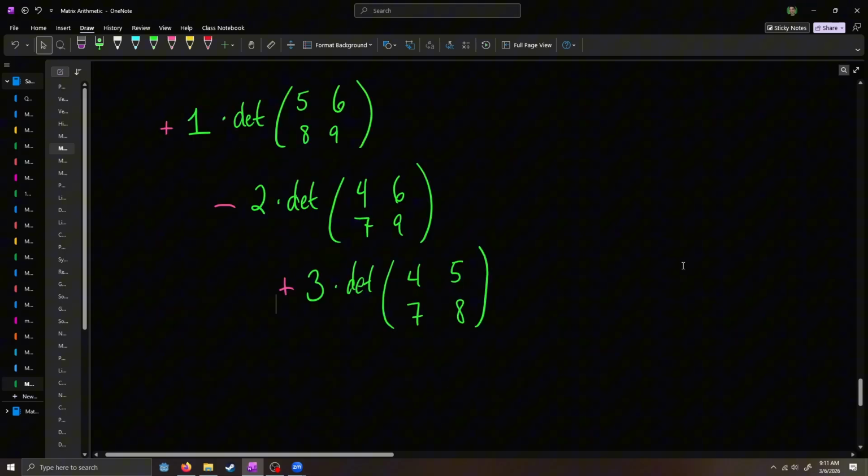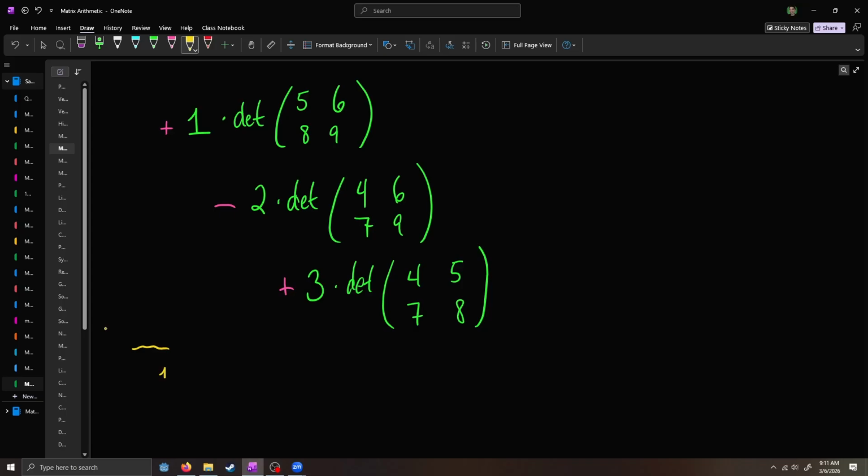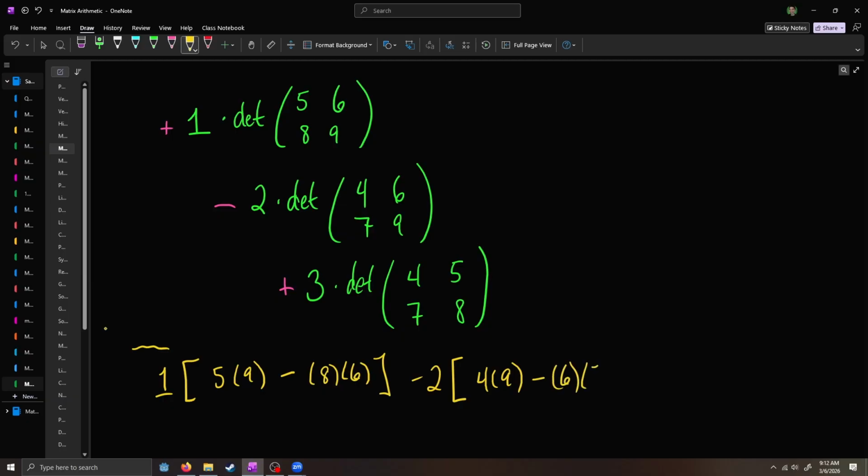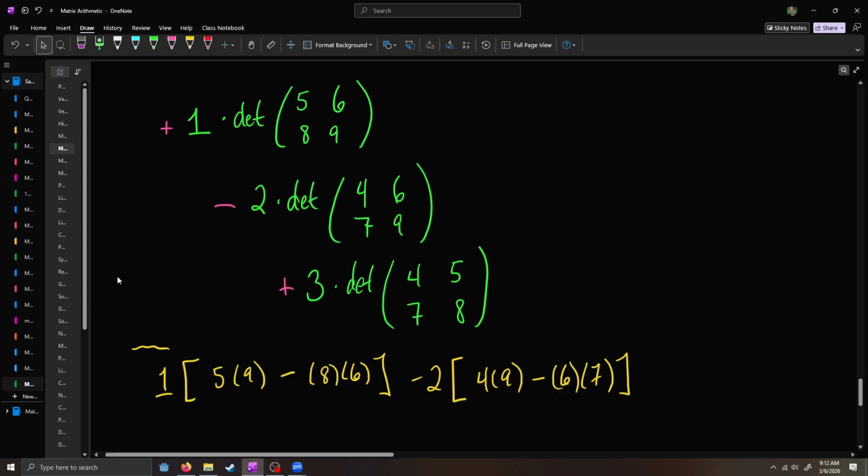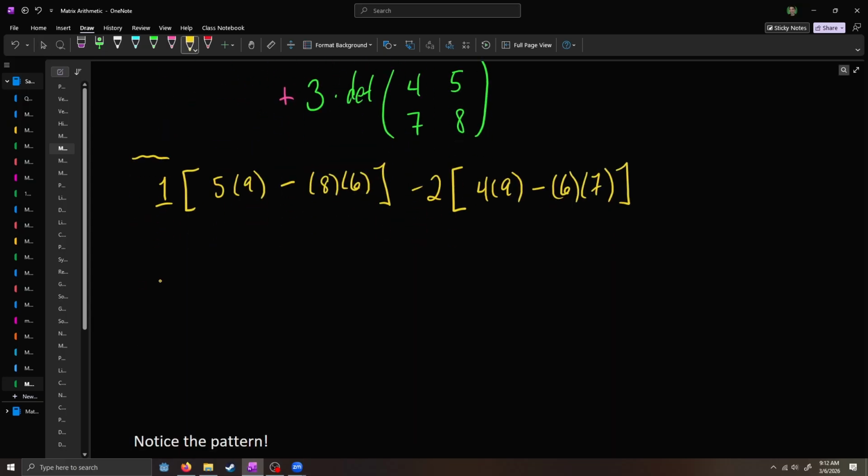So, for example, we can expand that first determinant to the form 5 times 9 minus 6 times 8. We can expand that second determinant to the form 4 times 9 minus 6 times 7. We can expand that third determinant to the form 4 times 8 minus 5 times 7. And then we just have to PEMDAS our way through this, right?